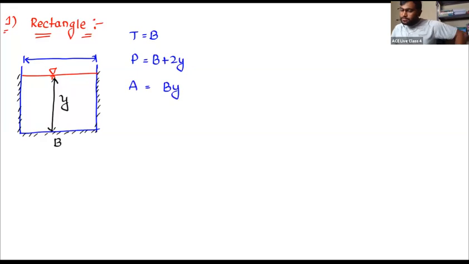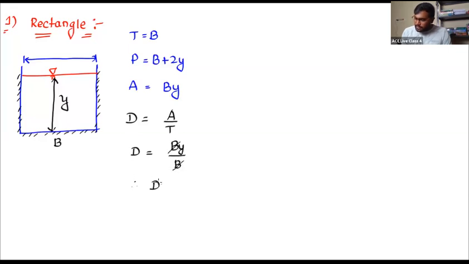Okay. Now, my dear fellows, once we know the cross section area, wetted perimeter and top width, then we need to find the hydraulic depth and the hydraulic radius. So how to find the hydraulic depth? Hydraulic depth D is equal to A by T, that is by by b. The b gets cancelled, then D is equal to y.